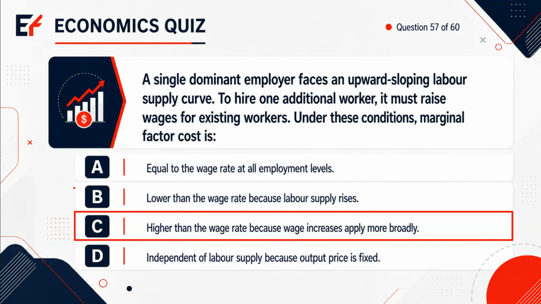Option A is incorrect because marginal factor cost equals the wage rate in a competitive labor market. Option B is incorrect because marginal factor cost is higher, not lower, than the wage rate under monopsony. Option D is incorrect because the upward sloping labor supply curve directly determines the relationship between marginal factor cost and wages.